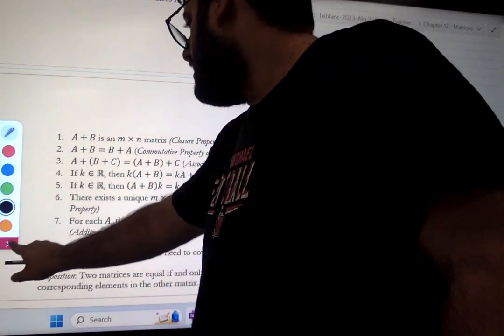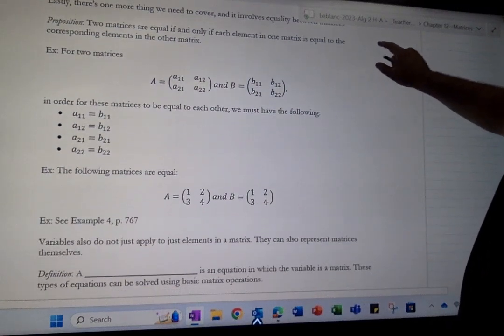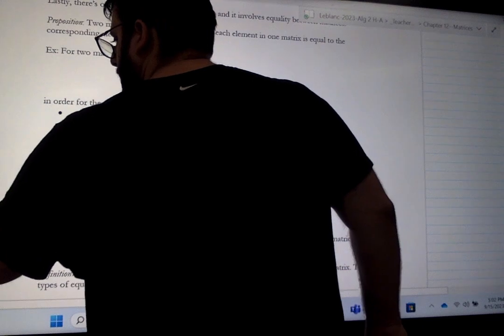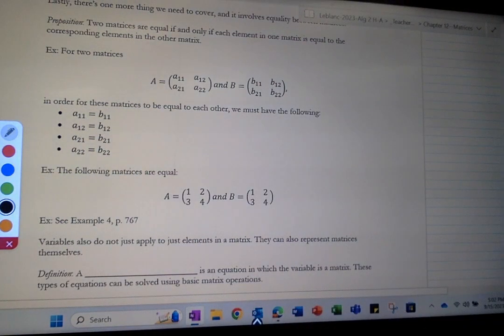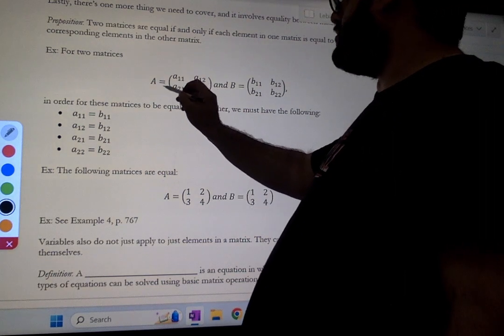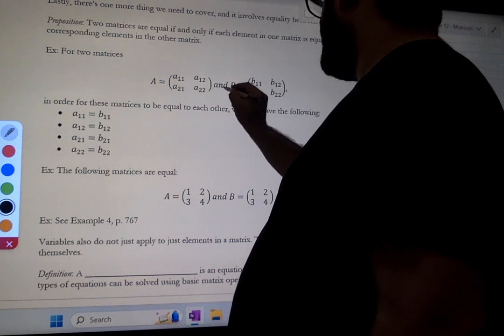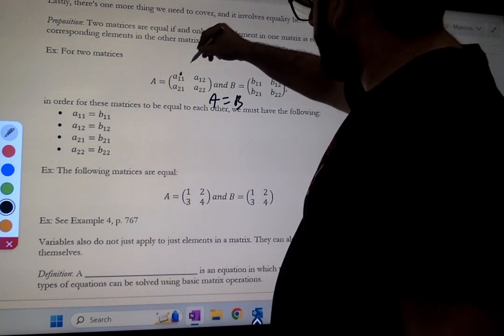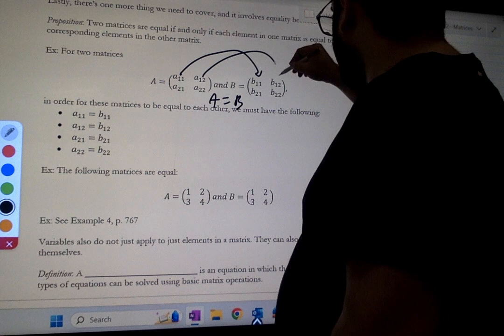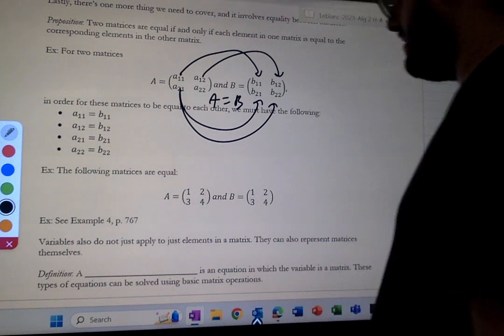Okay? The only other thing I want to cover is equality between matrices. How do I know that two matrices are equal? Well, they're equal if and only if each element in one matrix is equal to the corresponding element in the other matrix. For example, I have a matrix A that's 2 by 2 with these 4 elements. If A is equal to B, then this element here has to be equal to this. This element has to be equal to this. This element has to be equal to this. And this element has to be equal to this.